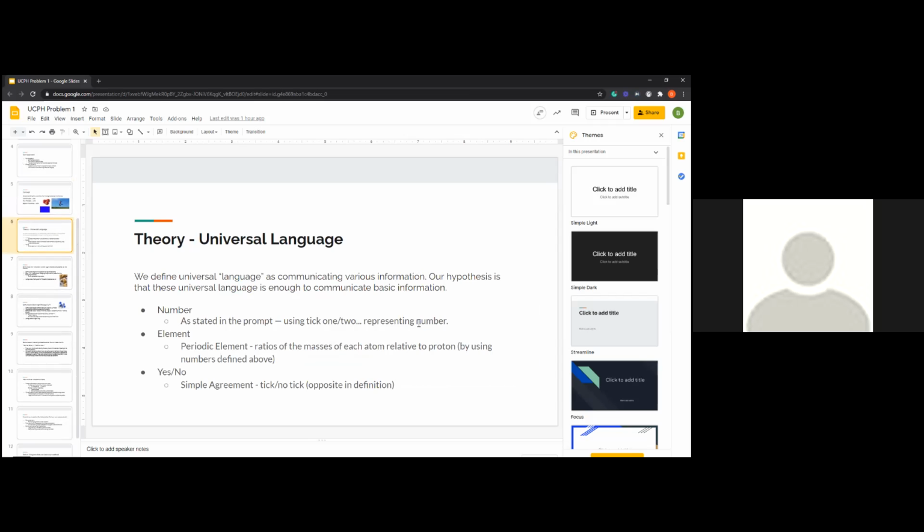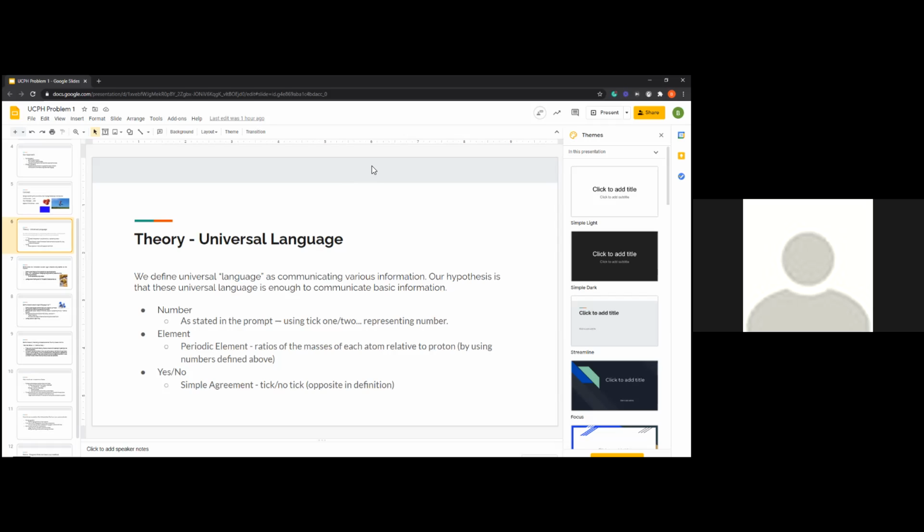For our theory, we are trying to find the universal language. We define universal language as communicating various information. Our hypothesis is that this universal language is enough to communicate basic information, for example, numbers, elements, and yes or no.